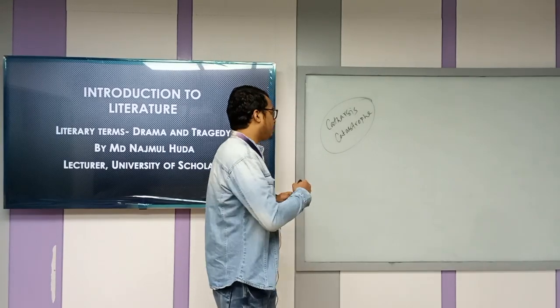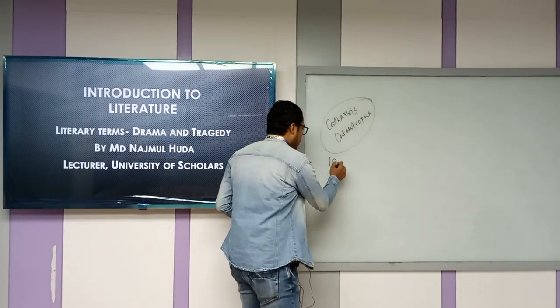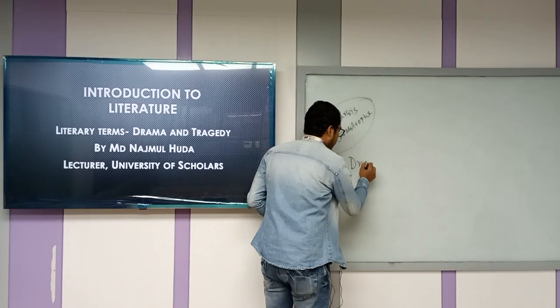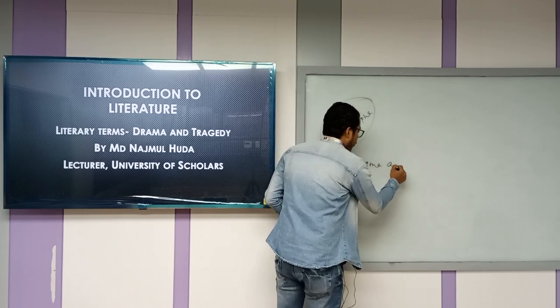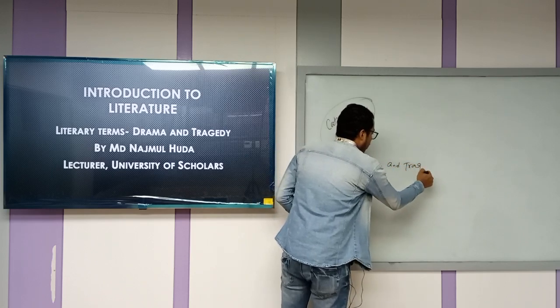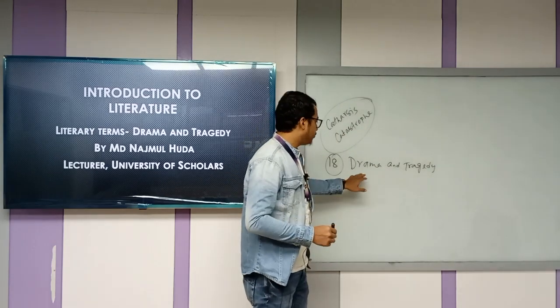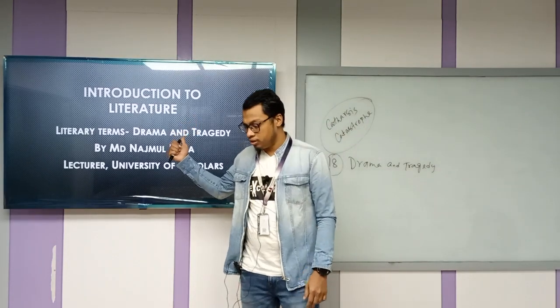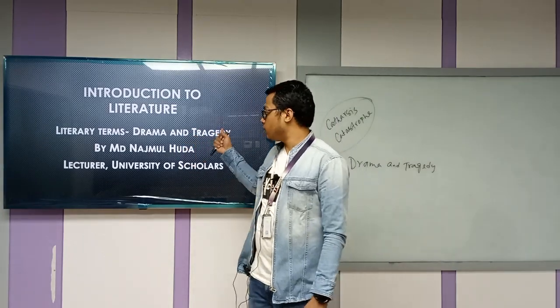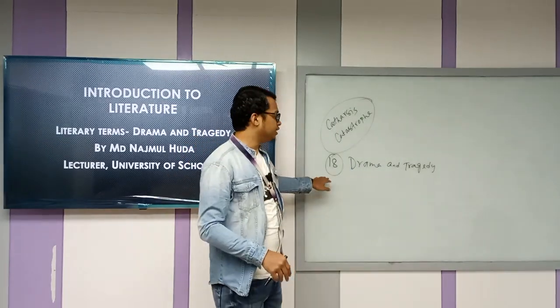You can write it down, it will be number 18, and we are going to go for drama and tragedy. Okay, it may be invisible in some cases. If it's not clear, I have written drama and tragedy, and you can see it on the presentation board as well. It's drama and tragedy. It will be number 18 for you.